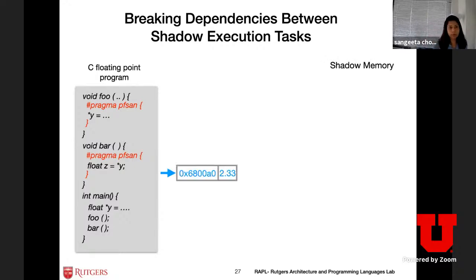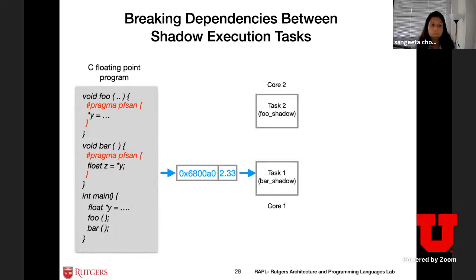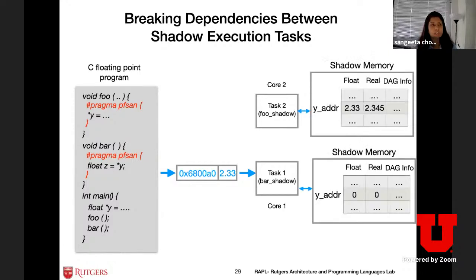In this example, for a load instruction, our compiler would instrument the original program to provide the memory address which is being accessed and the value read from that memory address. Shadow task bar shadow would read the memory address and the value which was computed in the original program from the buffer. The shadow tasks map each memory address to a high precision value using shadow memory. And each worker thread has its own shadow memory, which is isolated from the shadow memory of other threads.